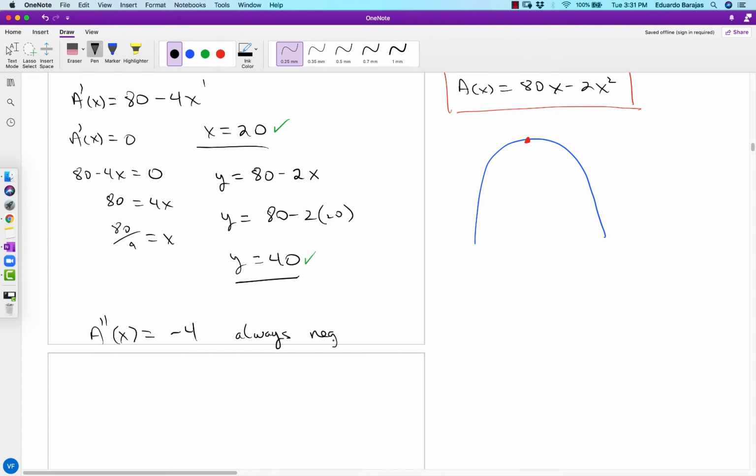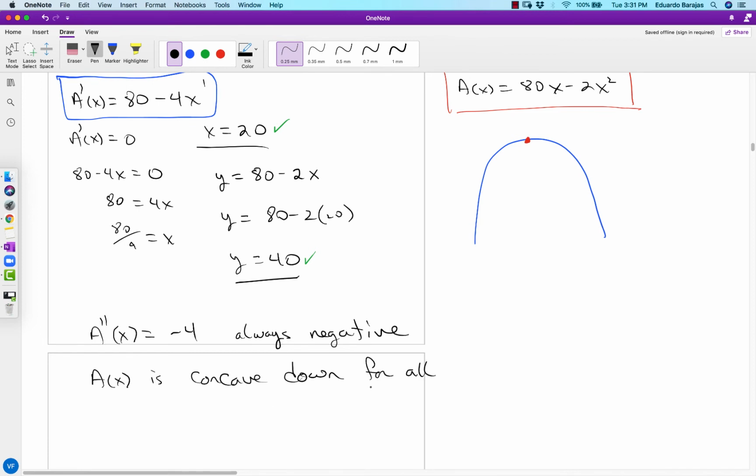Always negative, right? Just taking the derivative of this guy. The derivative of 80 was 0, and the derivative of this is negative 4. It's always negative. That means that the original function A of x is concave down for all x values, for all real numbers.